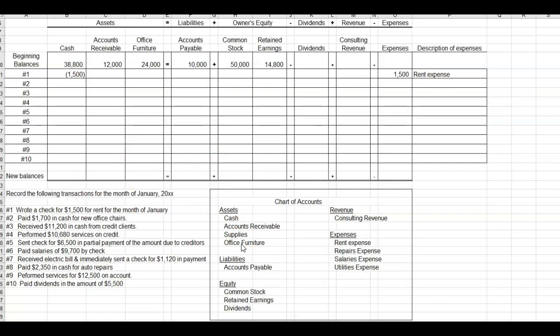Well, it looks to me that office furniture is perfect. So let's record a $1,700 decrease to cash and a $1,700 increase to office furniture.